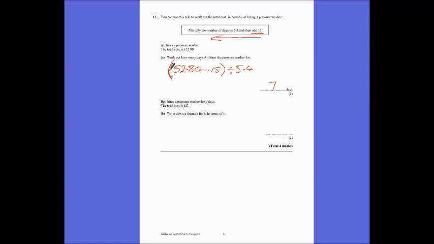It's really important you put these brackets around here, otherwise it will do 15 divided by 5.4 and take that off. Okay, so make sure you put those brackets when you've got your calculator. You need to work out the answer to this bit first.